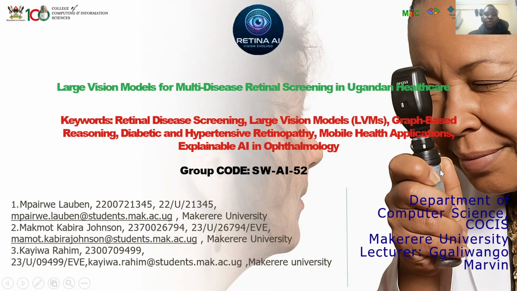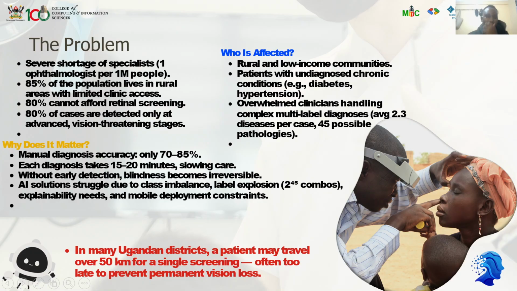So, moving on, our problem has always been a severe shortage of specialists, whereby we have too few specialists to attend to very many people. One ophthalmologist attends to 1 million people, which is very straining. And 85% of the population lives in rural areas. So most of these people who are old, elders, and people with many different eye problems can be in rural areas. So we target them.